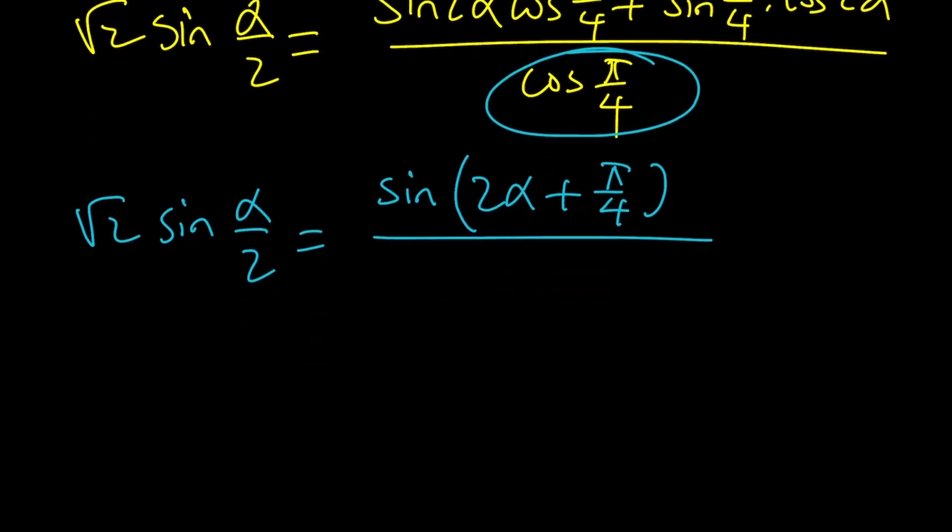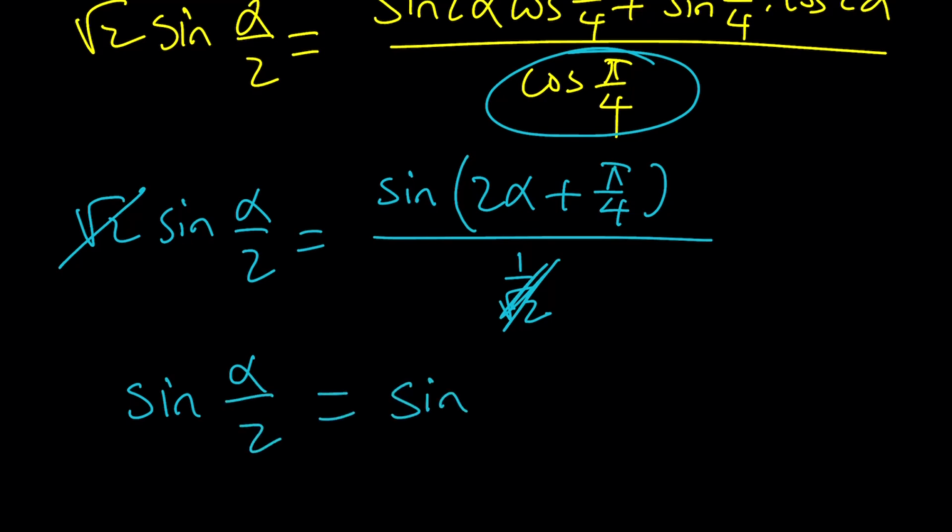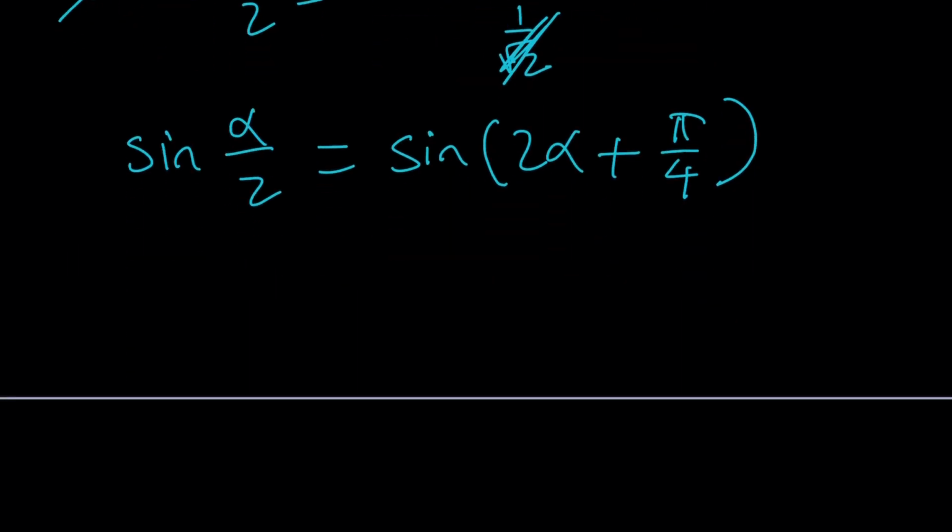Cosine pi over 4 is root 2 over 2. I guess you could also write it as 1 over root 2. So that way when you flip, it's going to turn into a root 2 as a factor, right? And notice that these two are going to cancel out because they're reciprocals. You get the idea? After you cross multiply. Cool. Now we got something super nice. Sine alpha over 2 equals sine of 2 alpha plus pi over 4. Awesome. Now we have sines on both sides, which is nice.